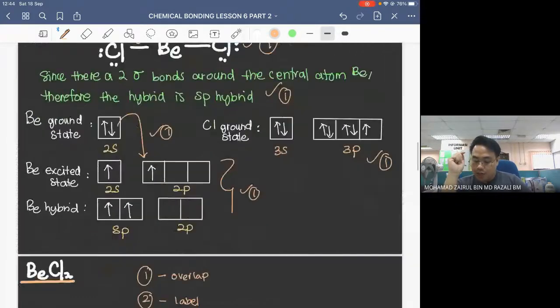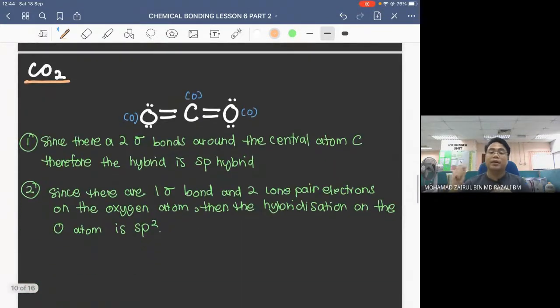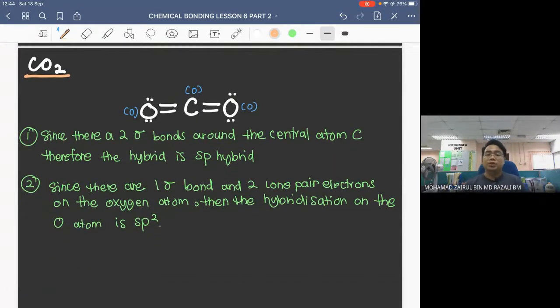Okay, ini yang hanya ada sigma bond. Sekarang kita try yang ada pi bond. So if you draw the Lewis structure for CO2, between the carbon and oxygen tu awak akan ada double bond. Dan dalam satu double bond awak akan ada satu sigma, satu pi bond.